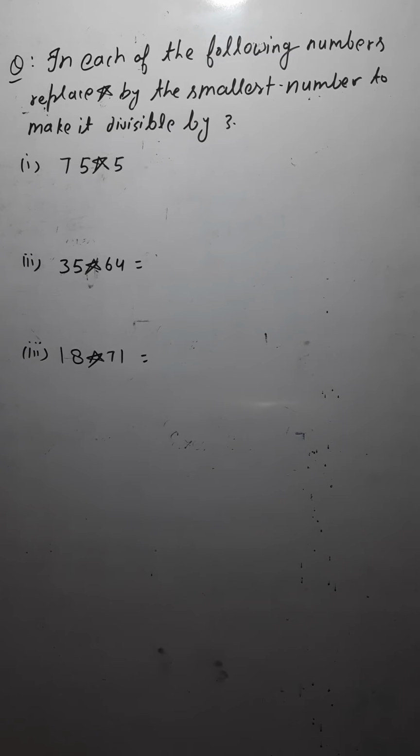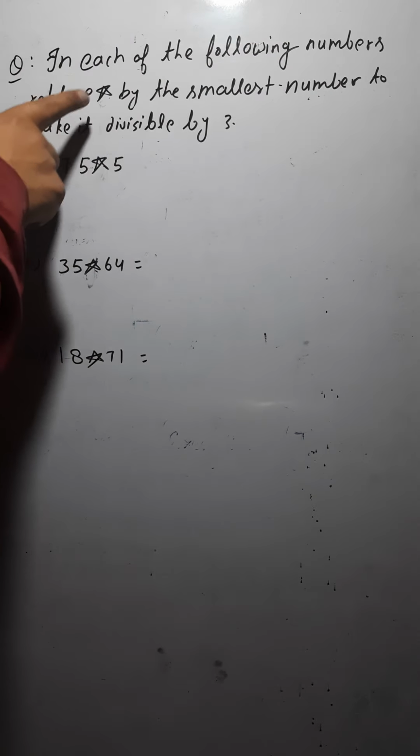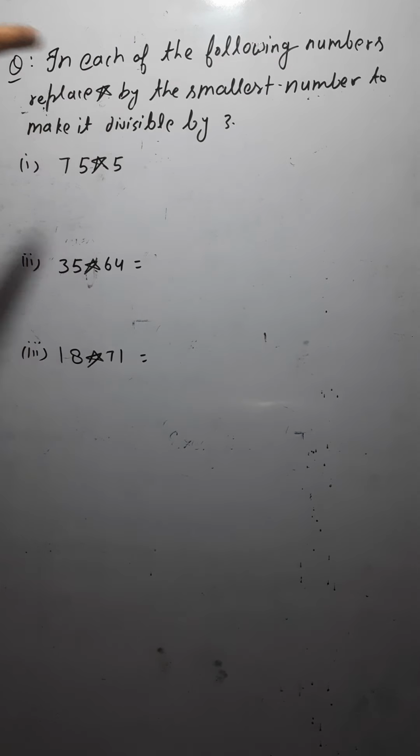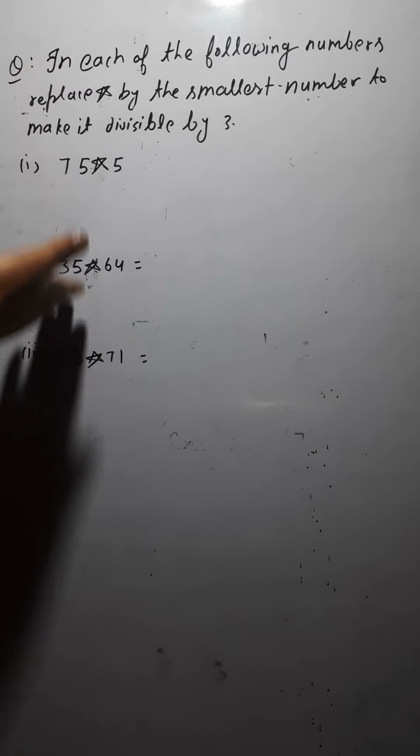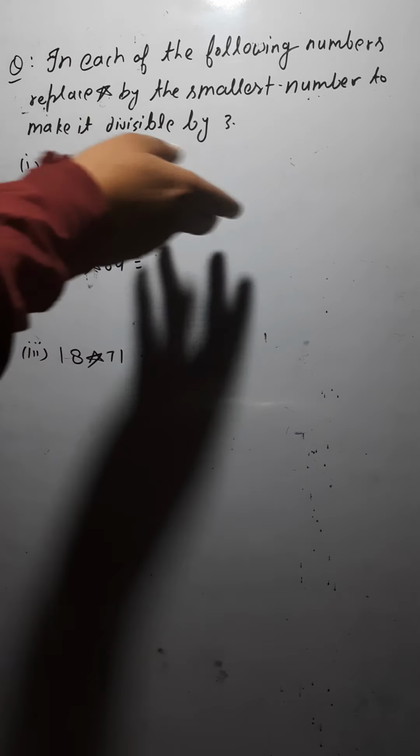Hello dear students, so today we will move ahead in this second chapter of class 6 mathematics, that is Playing with Numbers. So today I have some new questions for you. Question number 1 is: in each of the following numbers, replace the star by the smallest number to make it divisible by 3. So these are the numbers given here.